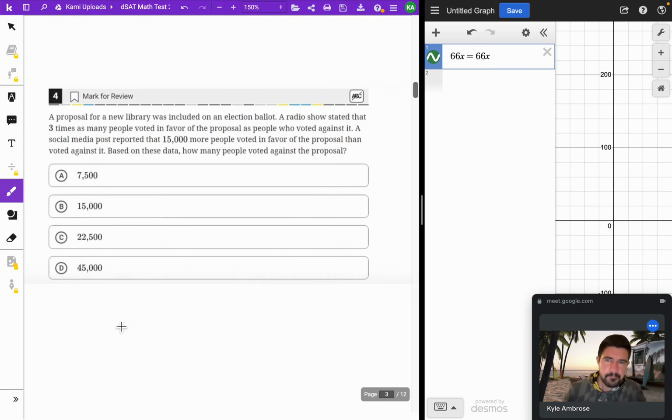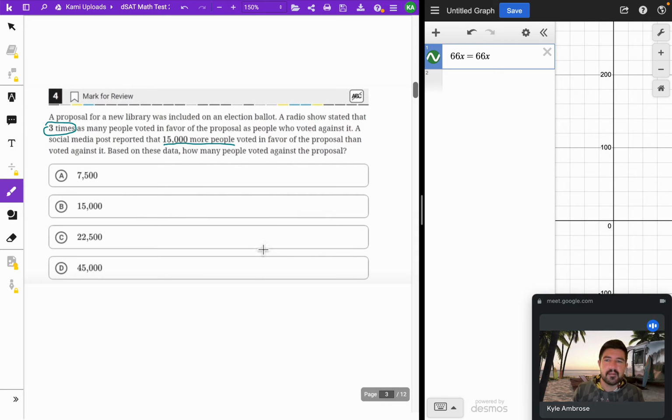Here, this one we have to maybe read a second. A proposal for a new library was included on an election ballot. A radio show stated that 3 times as many people voted in favor of it as people who voted against it. And then it says that 15,000 more people voted in favor of it than voted against it. 15,000 more. So how many people voted against the proposal? So this one might require a little bit of thinking.